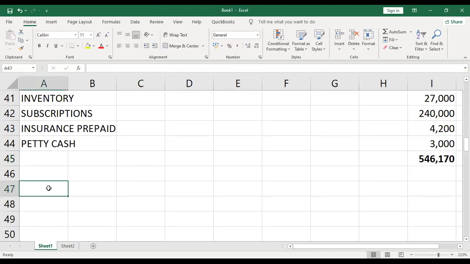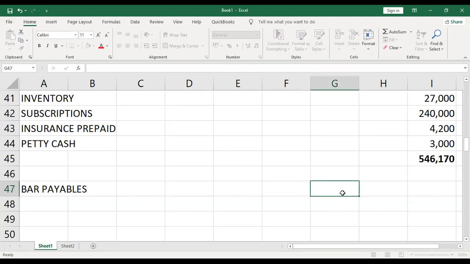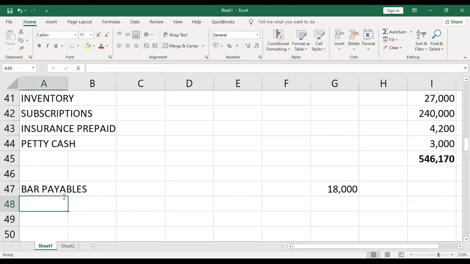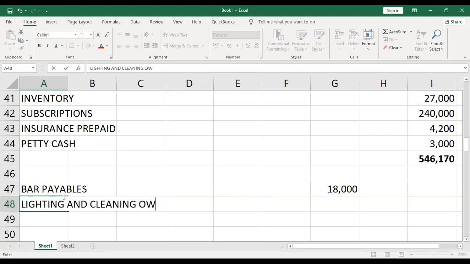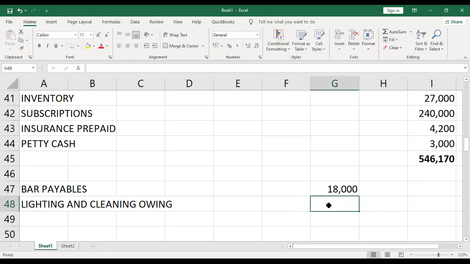Then the liabilities. Bar payables, that's for the liabilities. We have bar payables as 18,000. We have lighting and cleaning owing, 4,200. Then subscriptions in advance.